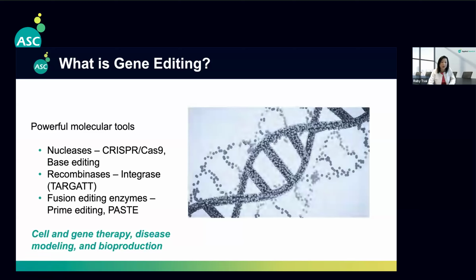And so the tools I will cover today will include nucleases, which is where CRISPR-Cas9 belongs to. And then also mention recombinases, particularly serine integrase. So that's what TARGATT technology uses. And then I will also discuss fusion proteins that perform gene editing.